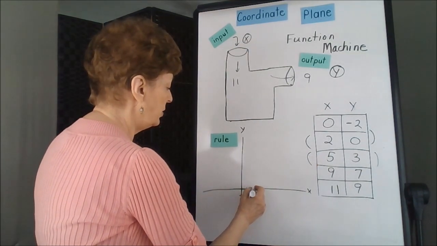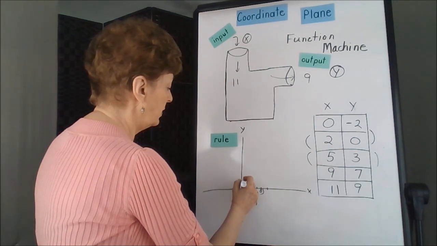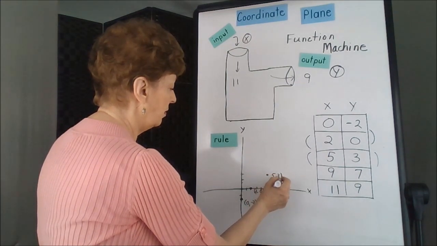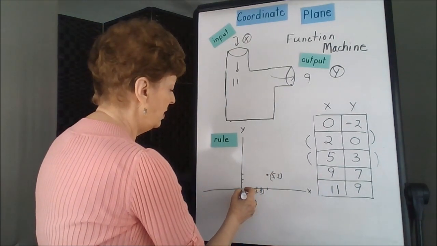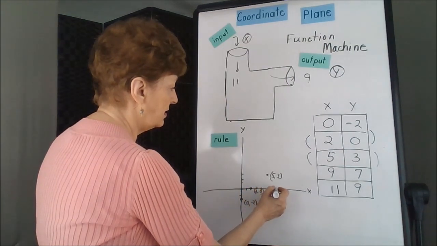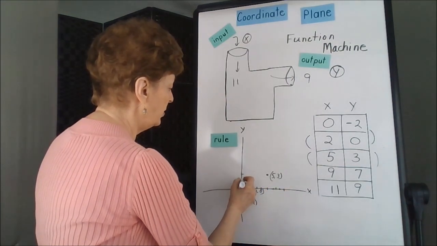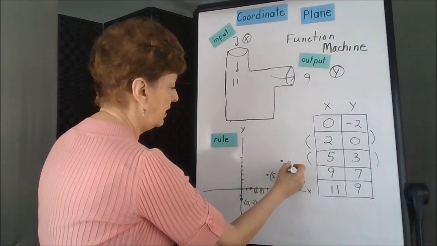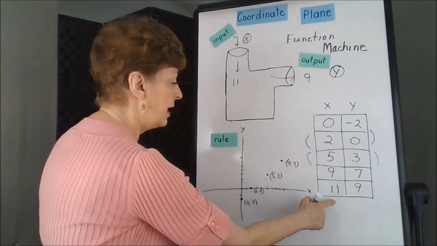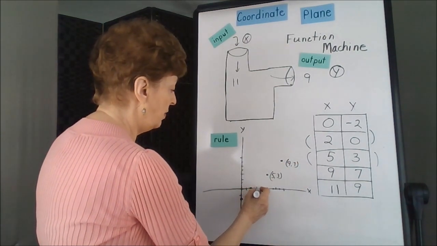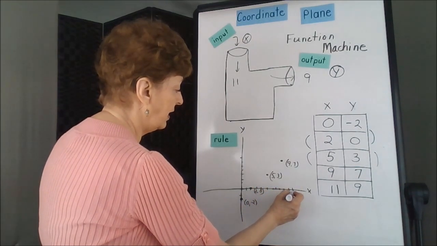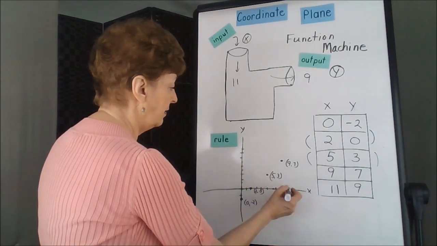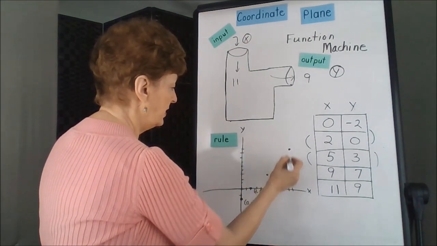5, 3, 1, 2, 3, 4, 5, 1, 2, 3. At 5, 3, we're here. 9, 7, 1, 2, 3, 4, 5, 6, 7, 8, 9, and 1, 2, 3, 4, 5, 6, 7. Approximately here, 9, 7. And then finally 11, 9. 1, 2, 3, 4, 5, 6, 7, 8, 9, 10, 11, and 9. Do you see how these are lining up?